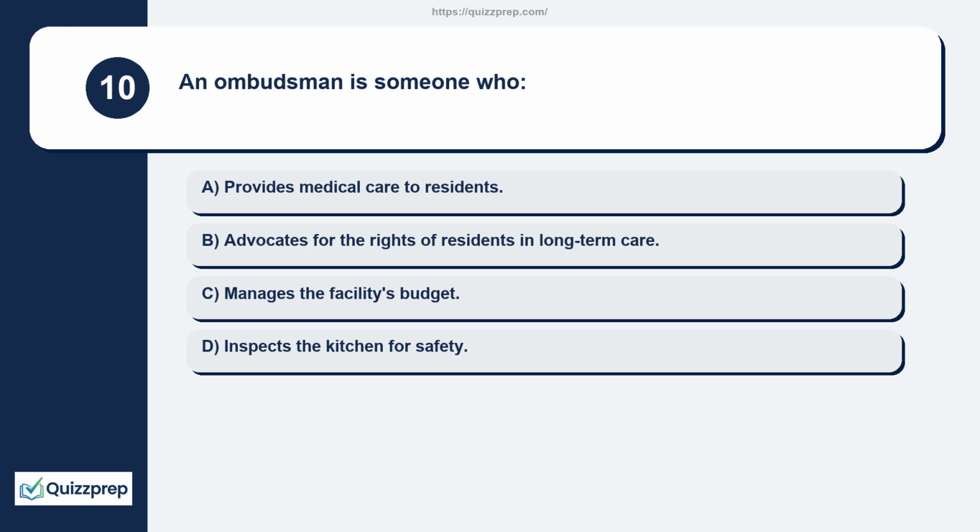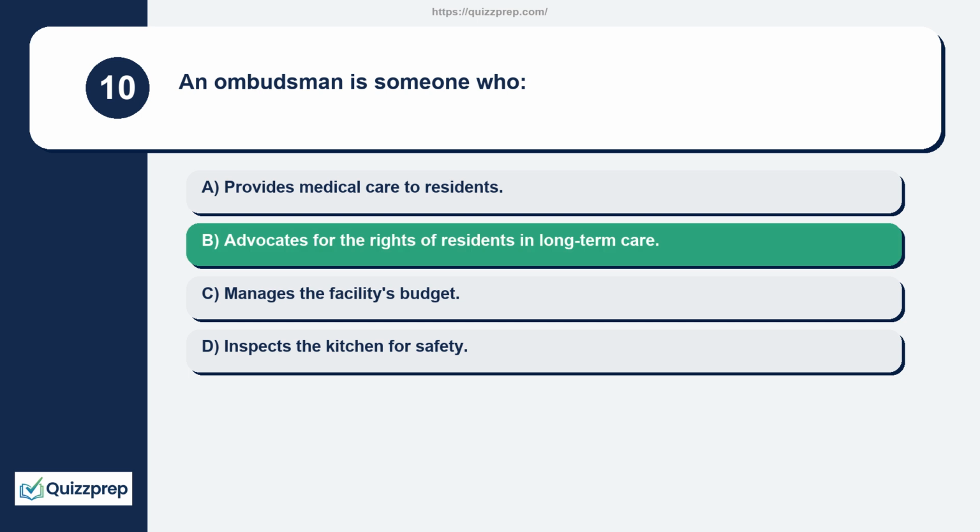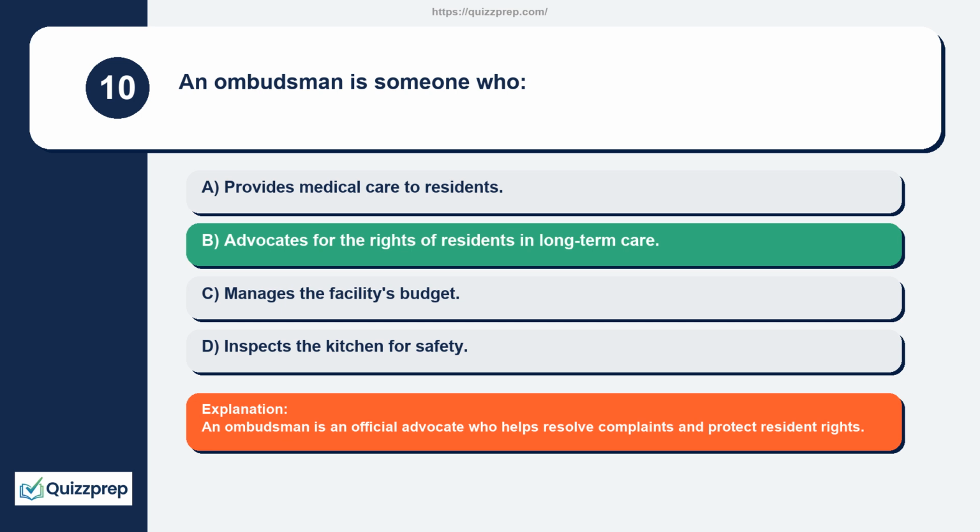Question 10. An ombudsman is someone who provides medical care to residents, advocates for the rights of residents in long-term care, manages the facility's budget, inspects the kitchen for safety. An ombudsman is an official advocate who helps resolve complaints and protect resident rights.